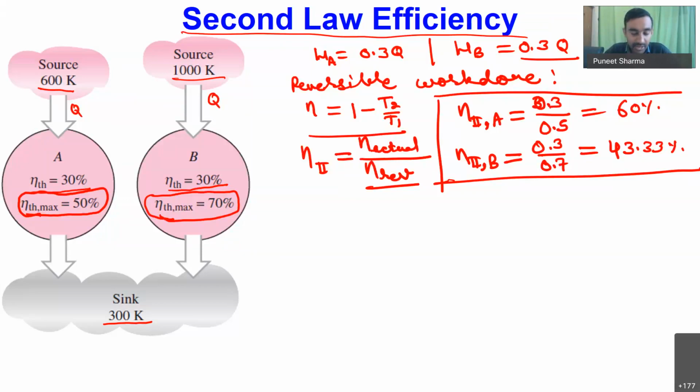That's why second law efficiency is the correct measure to find out the actual performance of the system. If we have to compare the actual performance of systems, then second law efficiency is our main indicator. There are some other forms of second law efficiency also.